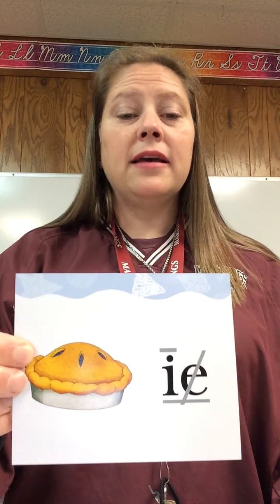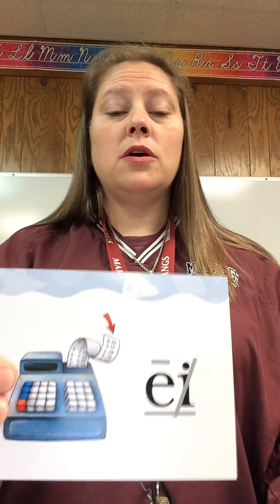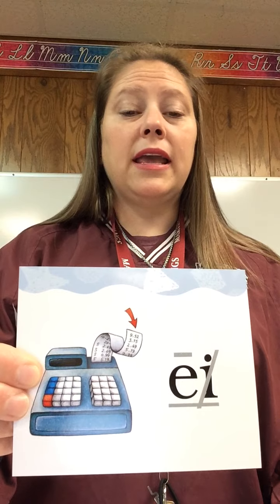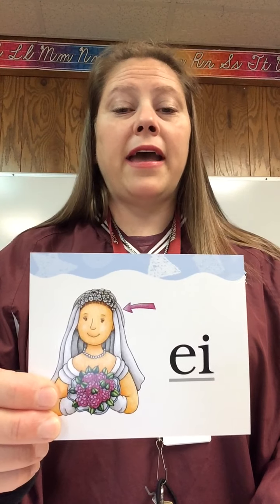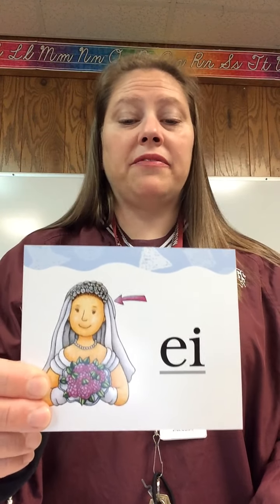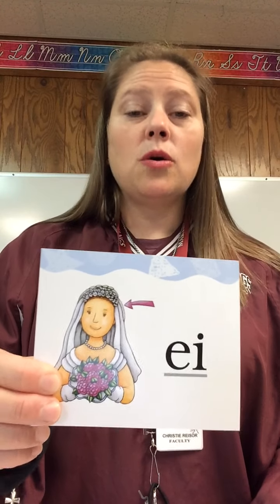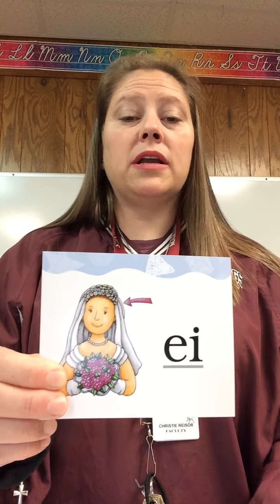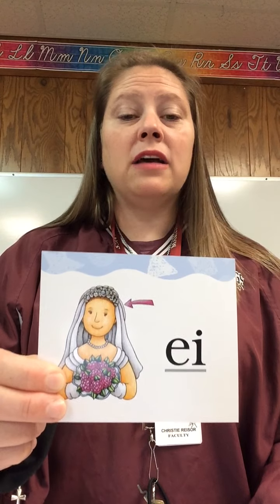Pie, IE digraph, usually a final position spelling. Receipt, EI digraph, usually initial or medial position. And then veil, EI digraph, that's usually a medial position. Again, when you sound out the word veil, you can hear the long A, veil. Okay, so those are our vowel digraphs.